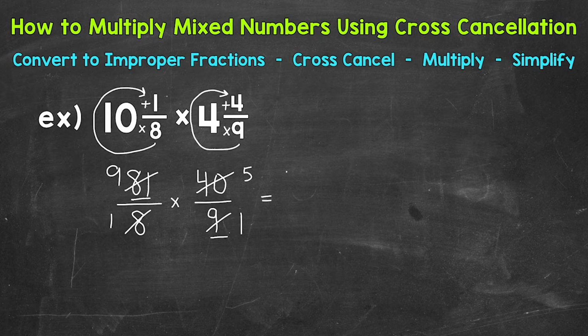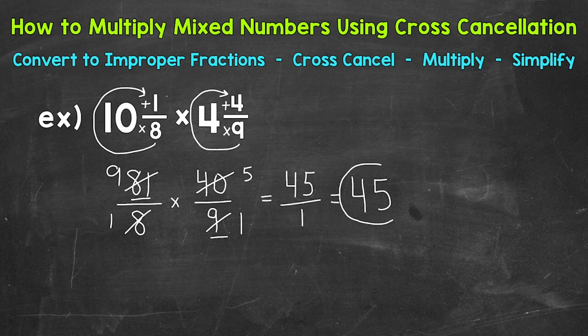9 times 5 is 45. And then 1 times 1 is 1. Now 45 over 1, that equals 45. So let's write our answer as a whole number instead of leaving it as an improper fraction. So our final answer, 45.